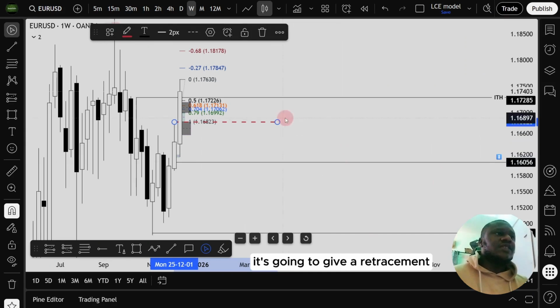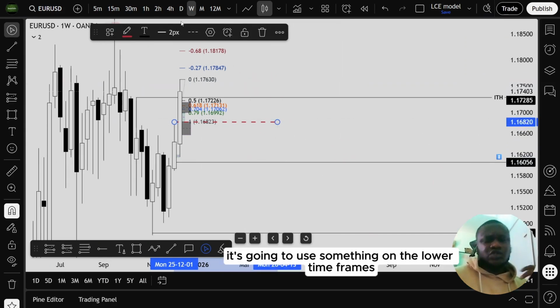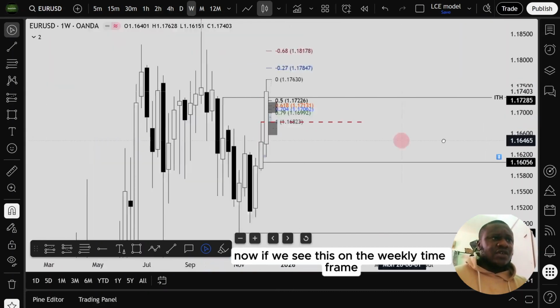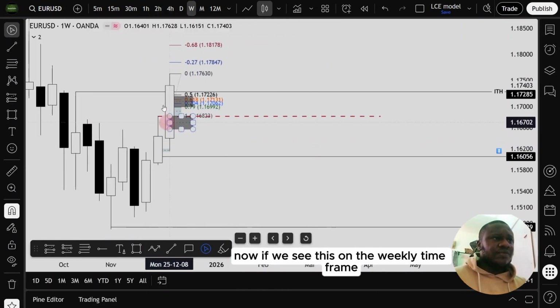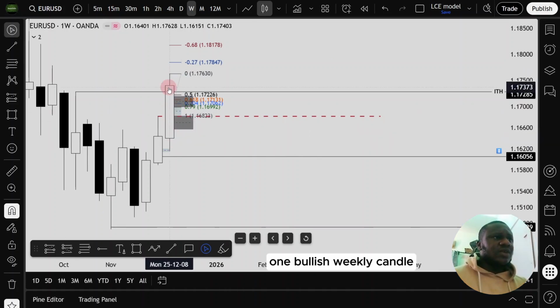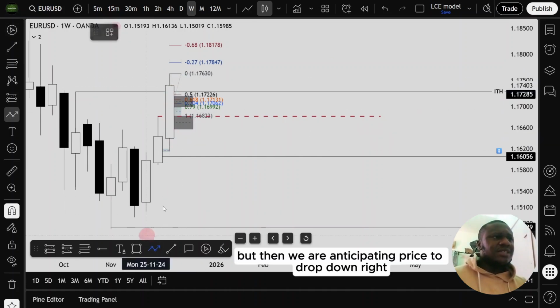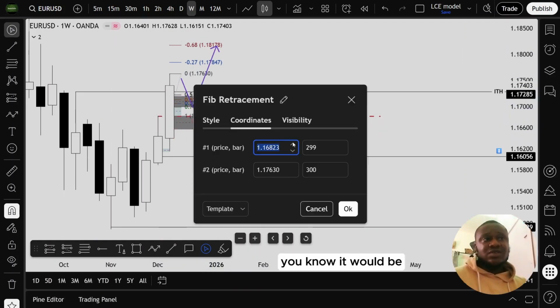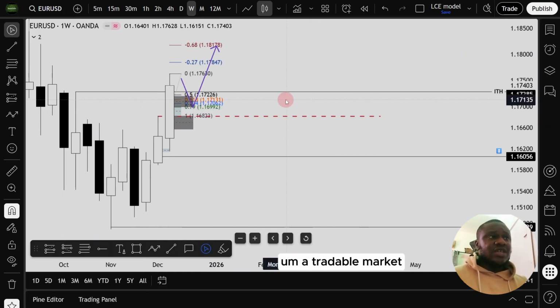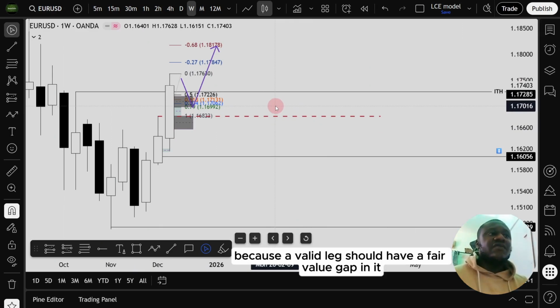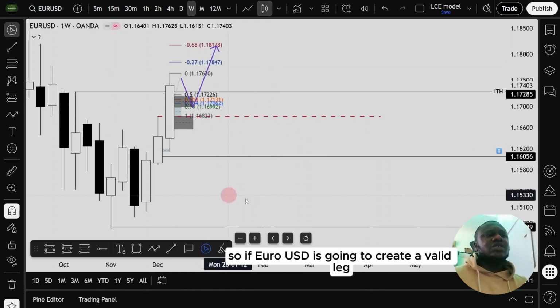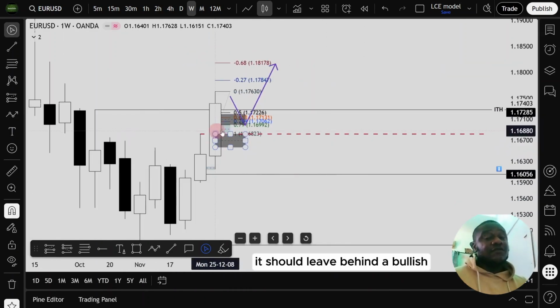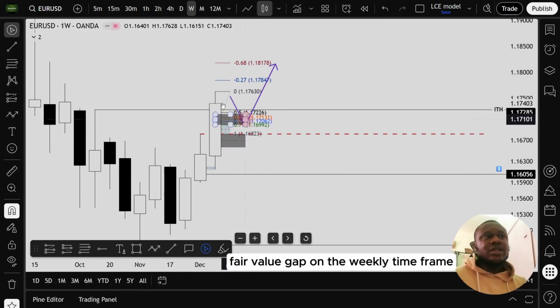It's going to give a retracement, and if it's going to give that retracement, it's going to use something on the lower time frames. Now, if we see this on the weekly time frame, one bullish weekly candle, but then we are anticipating price to drop down and then go back up. We want to see it ignore these levels so that at least it would be a tradable market. It would be a concrete leg, a valid leg, because a valid leg should have a fair value gap in it. So if EURUSD is going to create a valid leg, it should leave behind a bullish fair value gap on the weekly time frame.